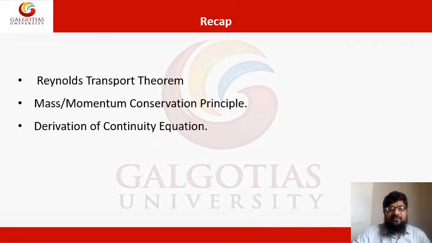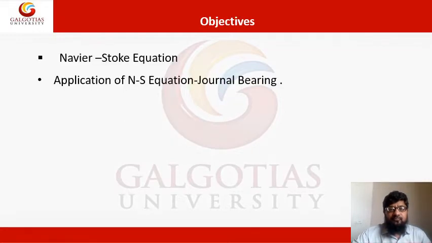In the previous lecture, we talked about Reynolds transport theorem, how it connects the system to the control volume, about the mass and momentum conservation principle, and then we derived the continuity equation. The objective of today's lecture is to understand the Navier-Stokes equation and the different terms occurring in it, and the application of the Navier-Stokes equation on a journal bearing.